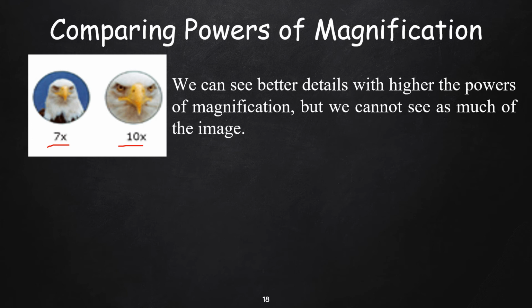So as you can see here, on the two pictures, yung multiplied 7 times, hindi masyadong clear yung image pero mas marami kang nakikitang parts. Whereas on the second picture, you can see here na mas klarado or detalyado yung mukha ng eagle pero konti lang yung nakikita mong parts.